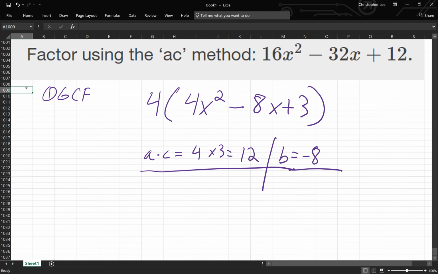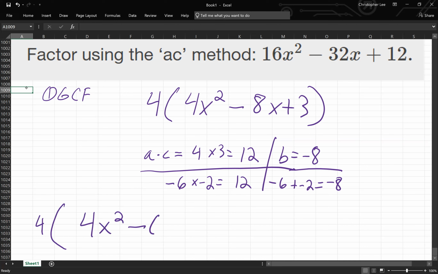6 and 2, right? So it's going to be -6 times -2, which gives me a positive 12, and -6 plus -2 gives me -8, right? Let's rewrite what we have. We have a 4 on the outside here. Don't worry about that. First term, 4x squared, right? Write down your factors, -6x minus 2x, and bring down the b term, which is +3.